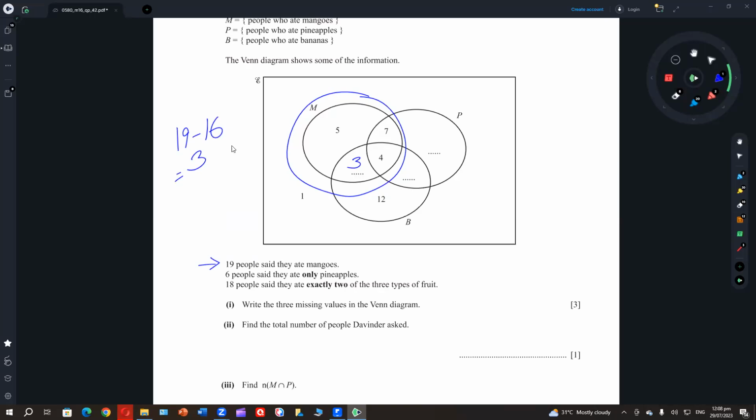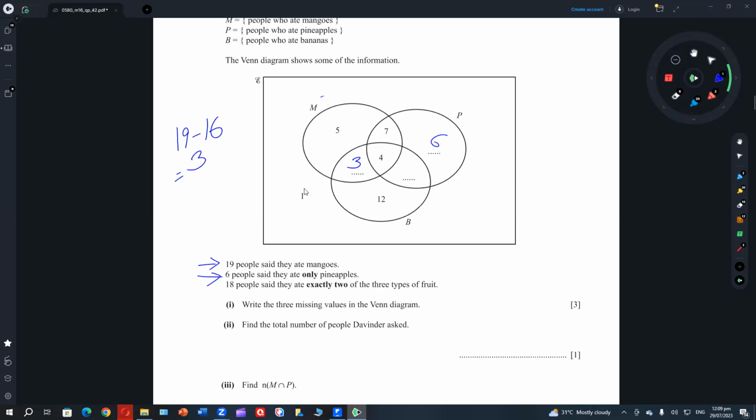Now read the second sentence. 6 people said they ate only pineapples. So we will write 6 in P. So we just write 6 directly, right? Yeah. That second line is also used up.